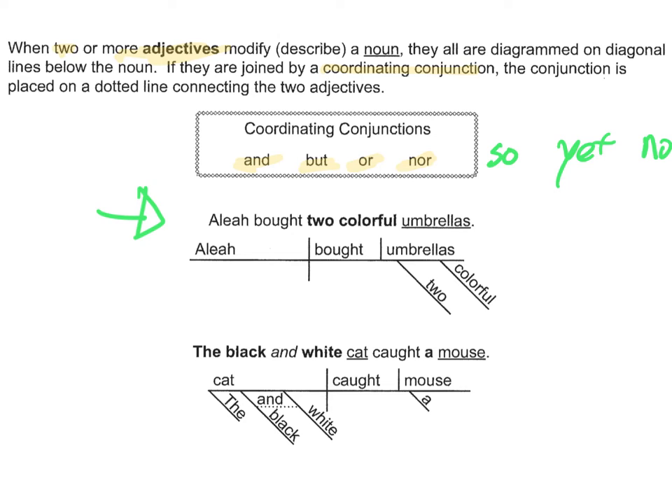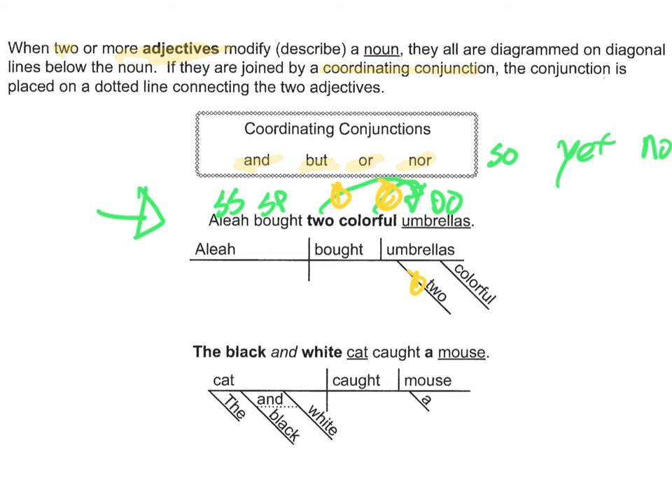Aaliyah bought 2 colorful umbrellas. Who or what's it about? It's about Aaliyah. What did she do? She bought. What did she buy? Umbrellas. Well, what kind of umbrellas? Colorful ones. How many? 2. So we have 2 arrows going over towards umbrellas. She bought 2 things.